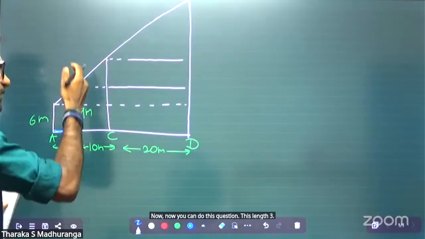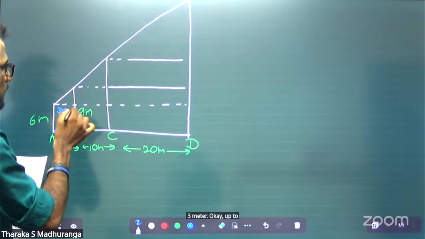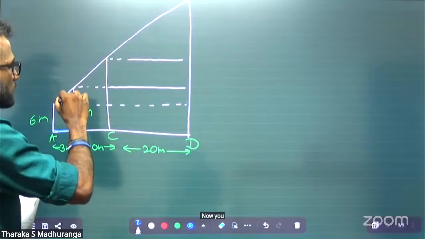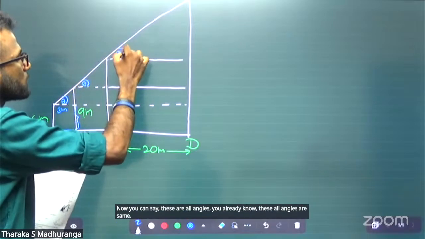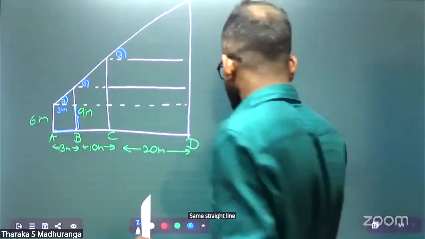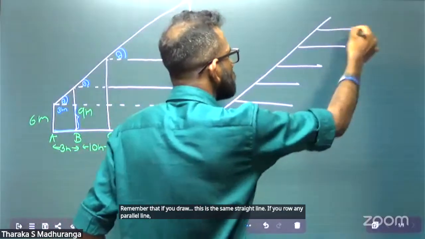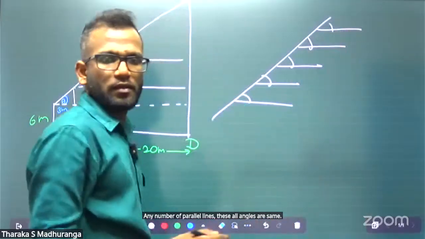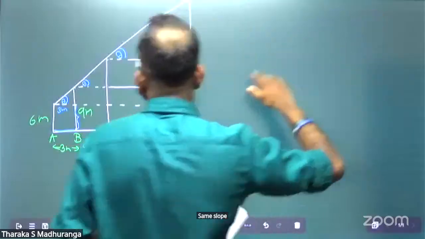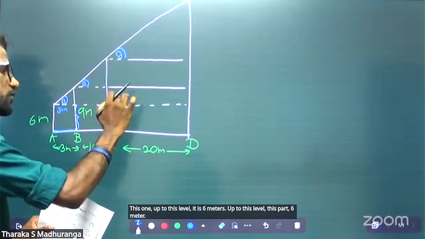This length is 3, they are vertical lines, therefore this length is also 3 meters. Up to this level it is 6. All these angles are the same because of the same slope. It is the same straight line. If you draw any number of parallel lines, all these angles are the same because of the same slope. Up to this level, this part is 6 meters because of the same level.